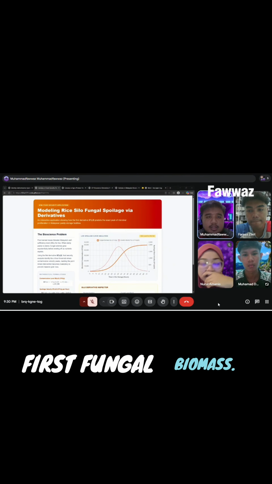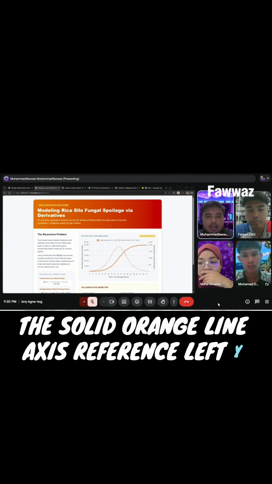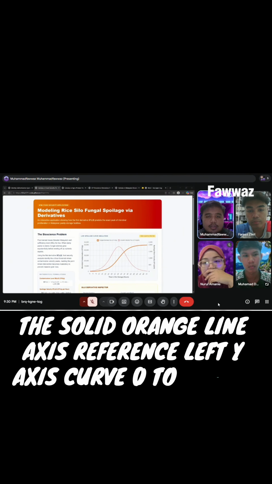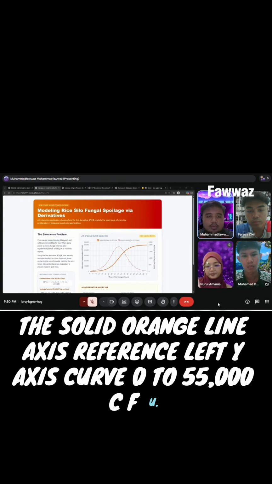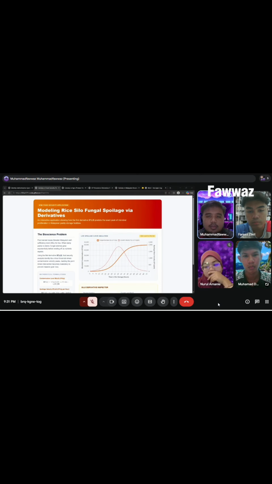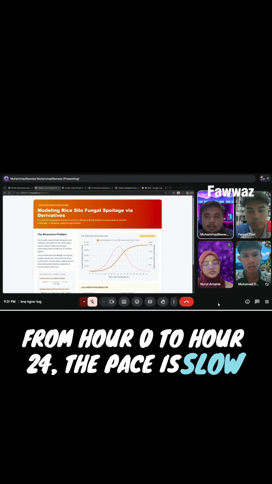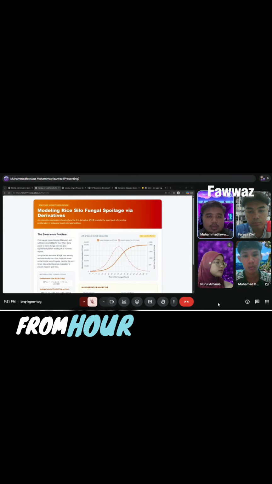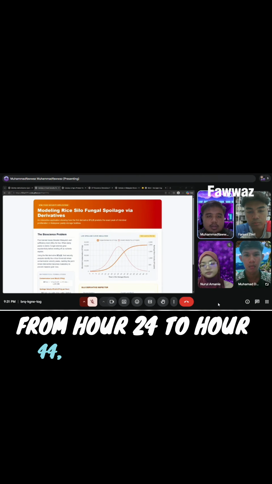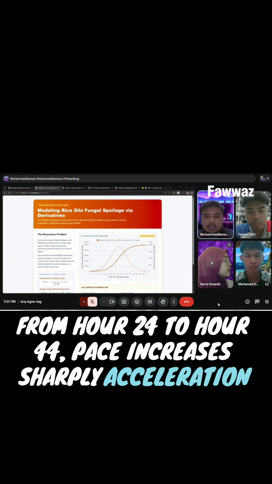First, the fungal biomass curve, the solid orange line. Axis reference: left y-axis, ranging from 0 to 55,000 CFU. Graph behavior according to the logistic growth model: from hour 0 to 24, growth is slow, a lag phase. From hour 24 to hour 44, growth increases sharply at an exponential pace.